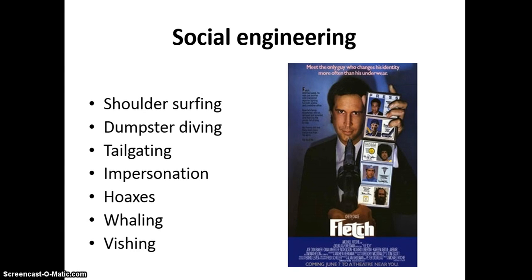One of my favorite movies that I like to watch is Fletch, over on the right-hand side. He's very creative, Chevy Chase, with his types of impersonations. Sometimes in the network security world we'll do that to try to get people to give us their usernames and passwords over the phone. A bunch of different types of social engineering are shown on the left-hand side: shoulder surfing, dumpster diving, tailgating, impersonation, hoaxes. You need to know all of these for the exam that you're about to take.